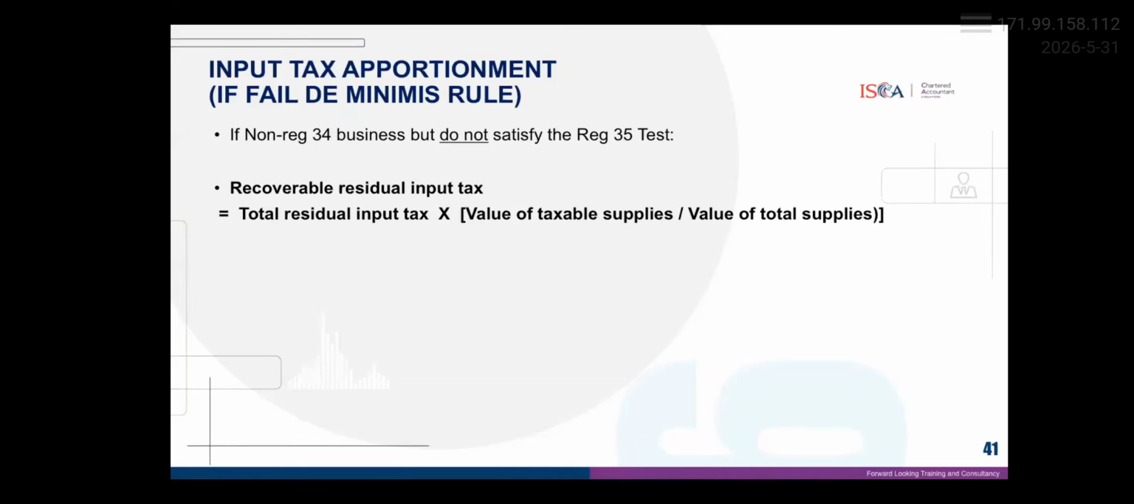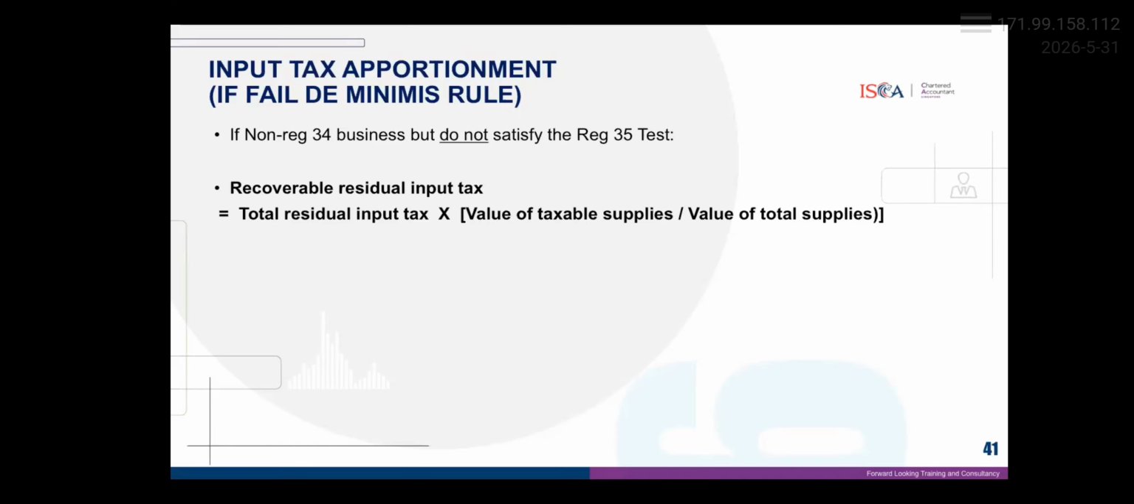Now, if you are not a Reg 34 business, not a bank, but a normal business, but you don't satisfy the Reg 35 test, in this kind of situation, then the amount that you can recover from the residual input tax will be equal to the total residual input tax multiplied by the value of total taxable supply divided by the value of total supply.